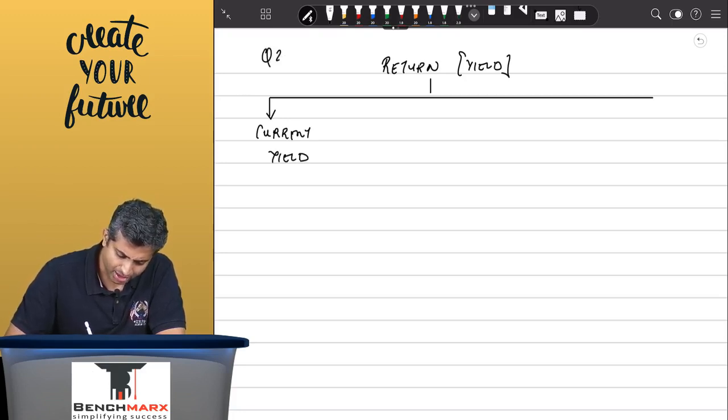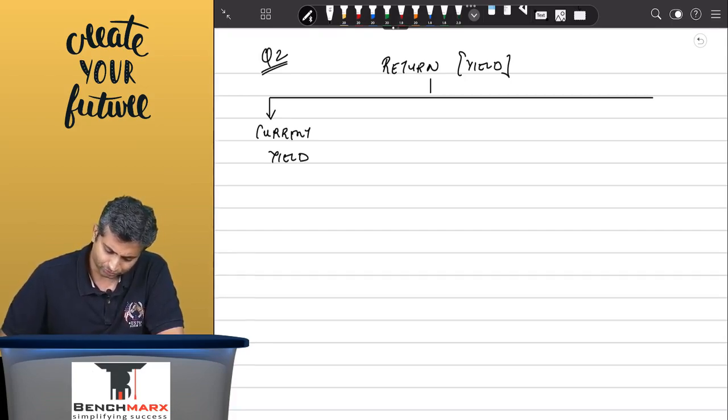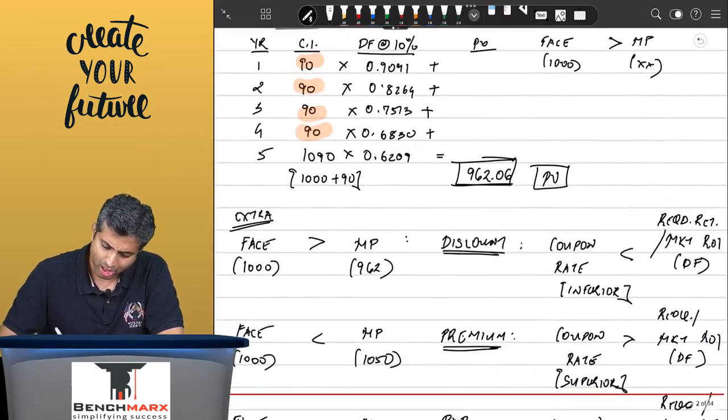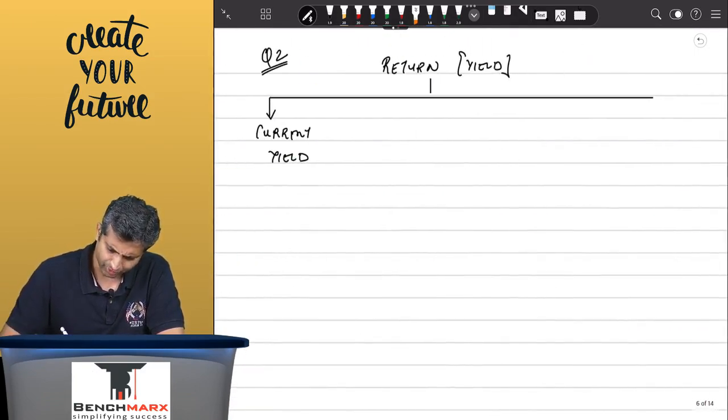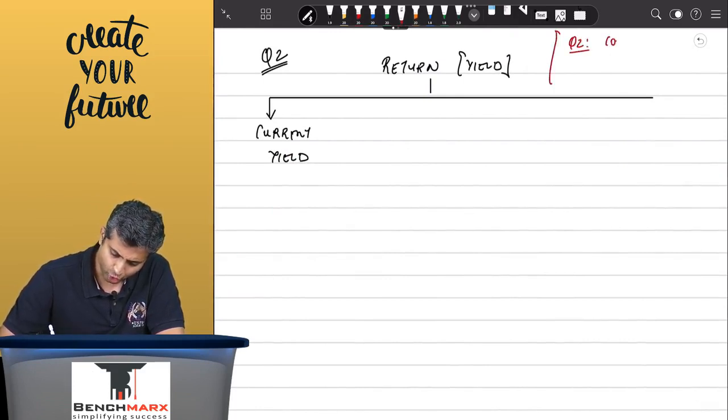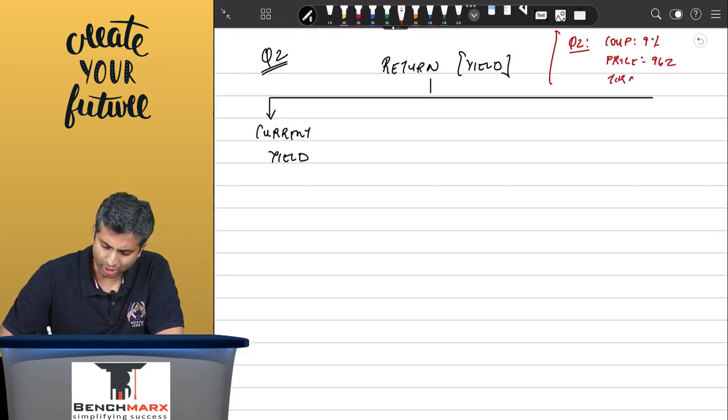So if I take question number 2 as a reference point, then in question number 2, if you remember, what were you getting? Let us say question number 2, your price was coming to be 962.06, coupons were at the rate of 9%. Your coupon was, I think, 9%. The price of the bond came to approximately 962 point something, and your term, I think, was around 5 years. This is what was there in question number 2.